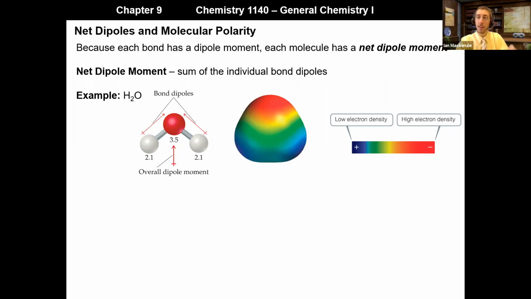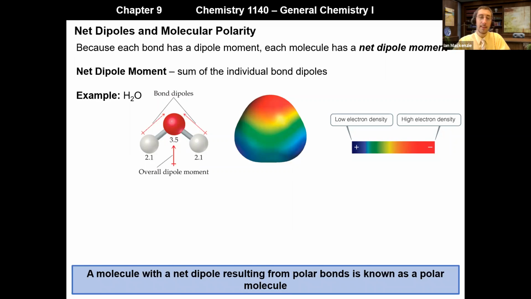Let's show this in a couple other examples and extend our terminology a little bit. A molecule that has a net dipole resulting from polar bonds is known as a polar molecule. Now note that it has to have polar bonds. All molecules, unless they are symmetrical, which we'll get to in a moment, have a net dipole moment greater than 0, but not all of those will be polar molecules, only those that have a net dipole moment resulting from polar bonds.